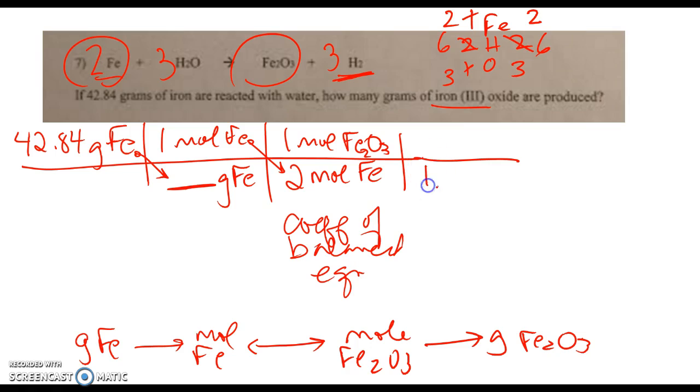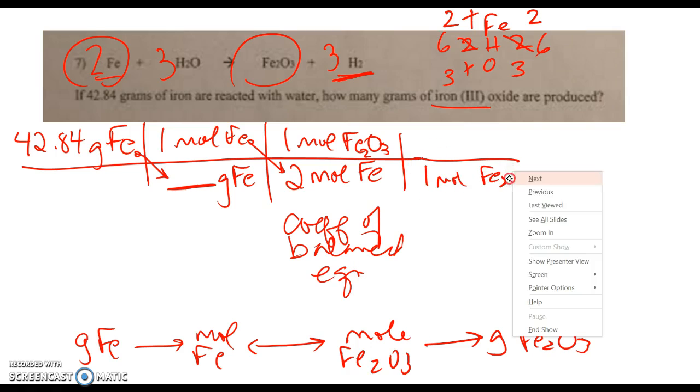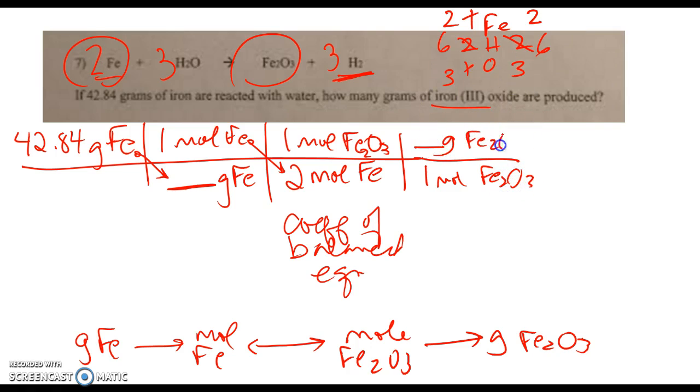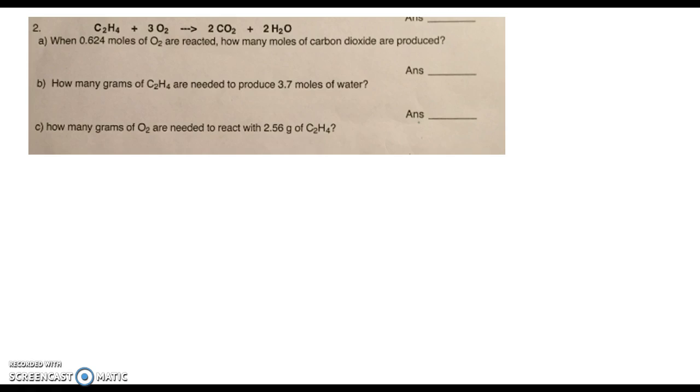And then finally, you'll take 1 mole of iron oxide and change it into grams using the molar mass. Okay? Let's move on. This is from the front page, so let's see what we get here.